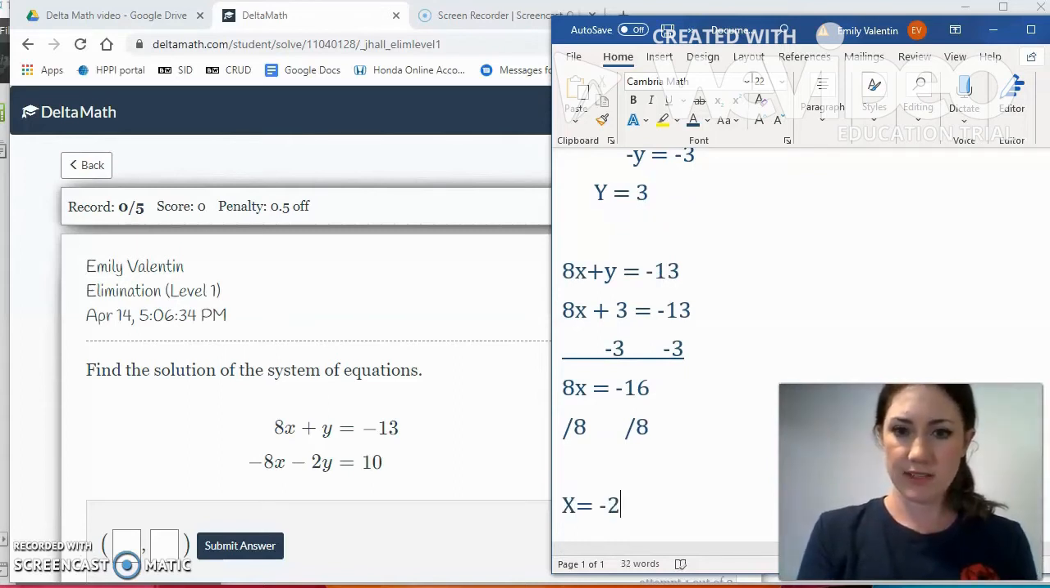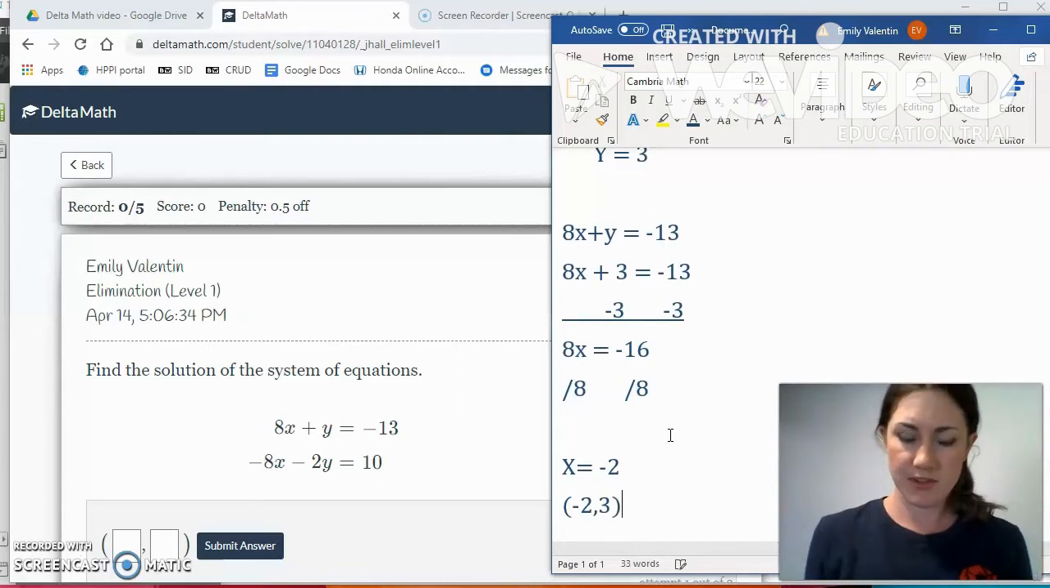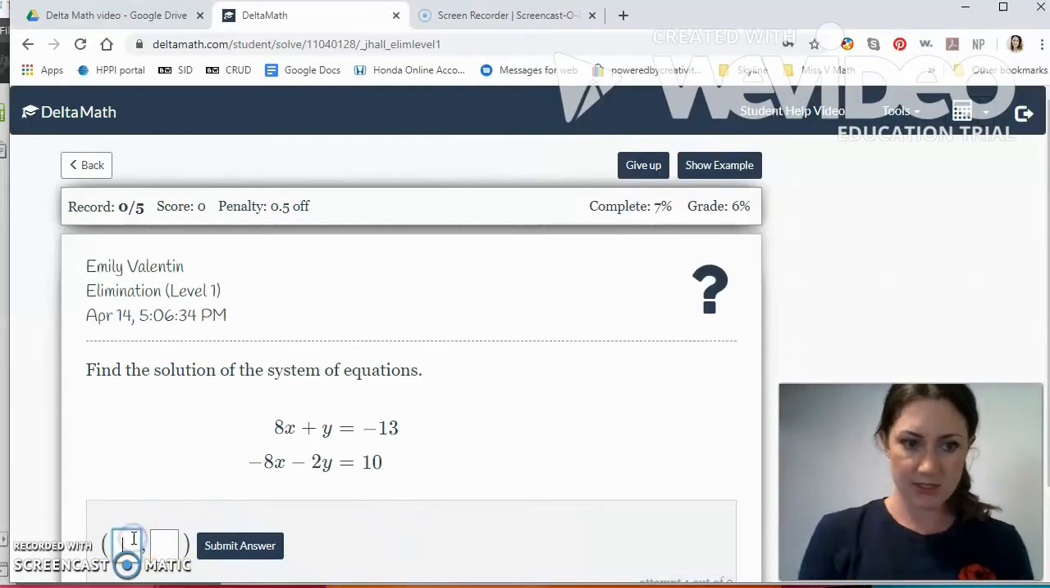If I have an x and a y, if I put those together into an ordered pair, it would be negative 2, comma 3. So that's what I'm going to put here into Delta Math.